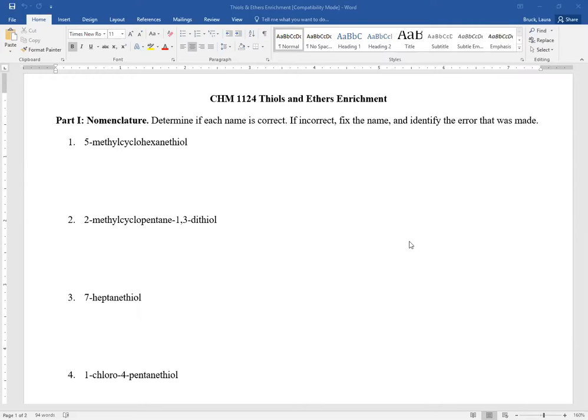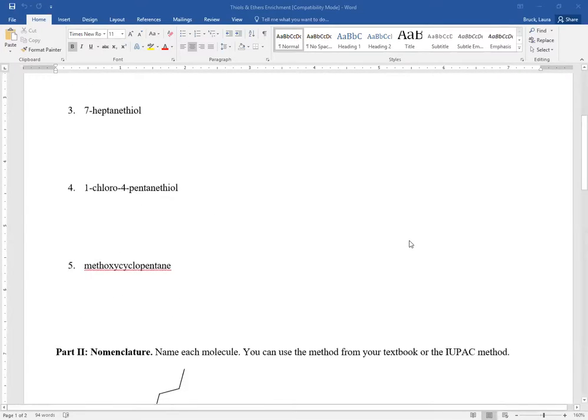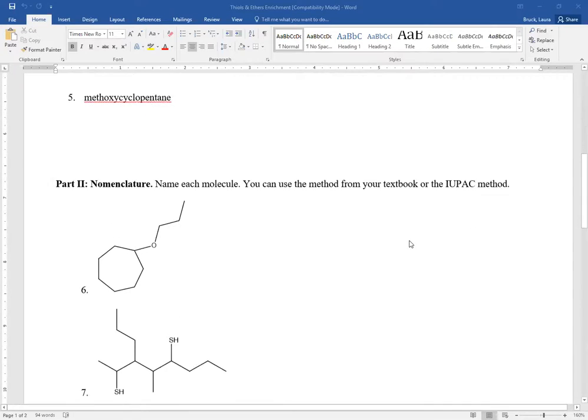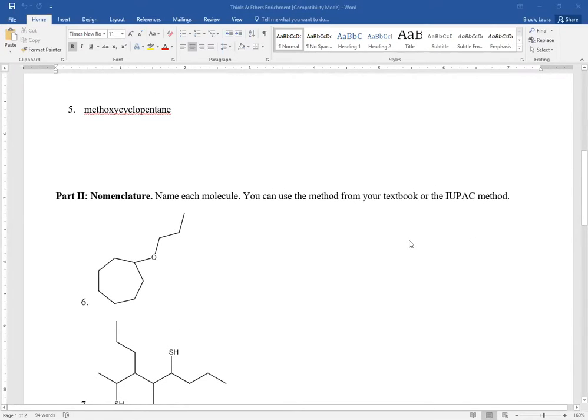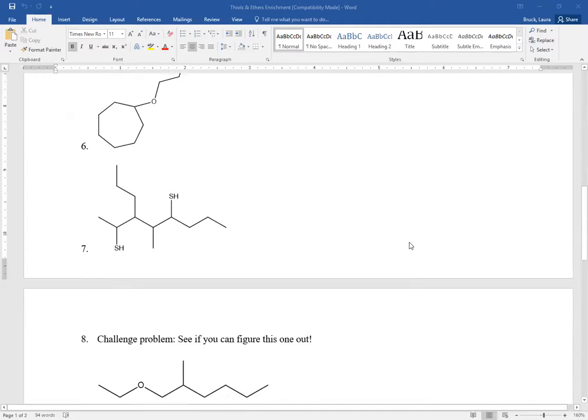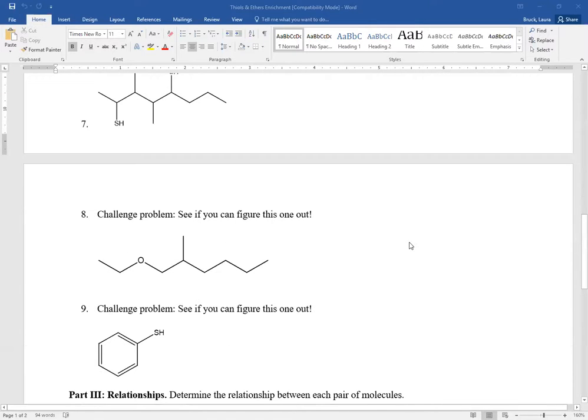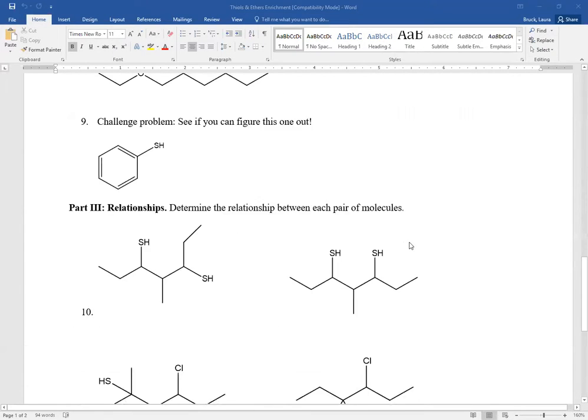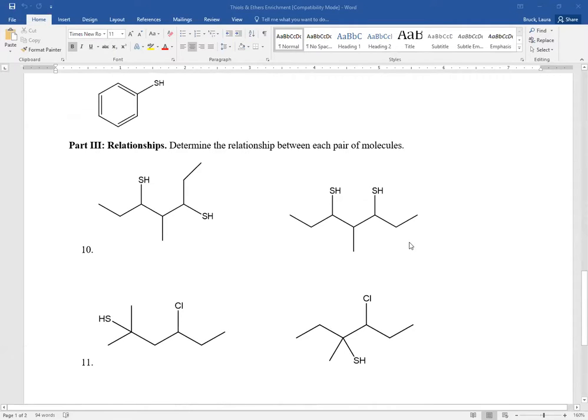Online students can also go to the course webpage and download this file as a PDF and try it out that way. So here are the first 4 problems. And then there's the last one on that section. And then nomenclature. There were a couple nomenclature problems, plus a couple challenge problems. And then the last part was relationships. So what's the relationship between each pair?